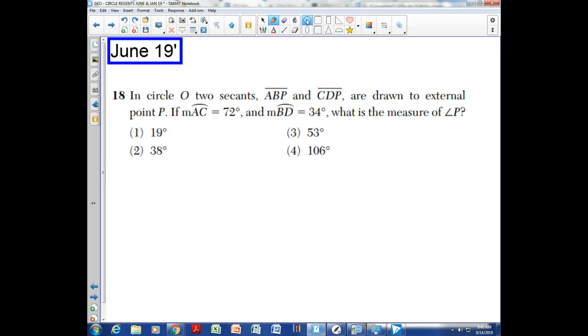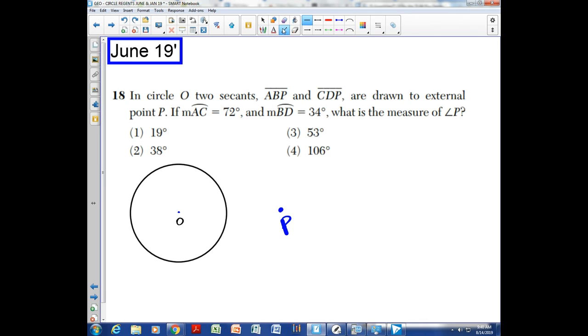So I have circle O. Circle O technically means that you have a point, and the name of the point is O. And around that is our circle. Now we have two secants from an external point P. So I'm going to put point P out here, and draw two secants. Remember, a secant intersects the circle twice. It goes in and goes to the other end, and there's two secants in this particular case.